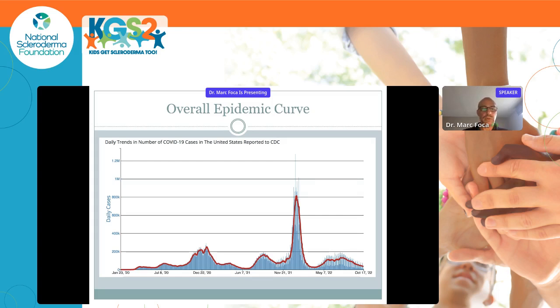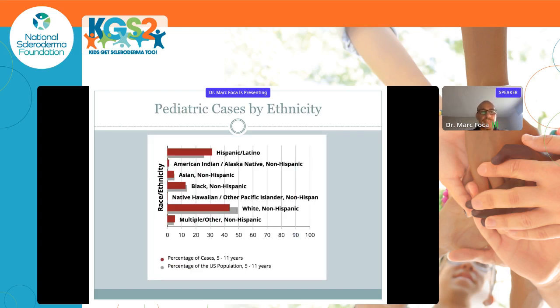And in pediatric patients, it largely mimics this curve. So this is pediatric cases overall by ethnicity. And the gray bars are the percentage of the total population, and the maroon bars are the percentage of cases. And so you can see that there are a larger number of cases in the Hispanic community and pediatric patients than is their percentage of the population. There's a smaller percentage in the white non-Hispanic population, and then for the others, the number of cases is close to commensurate with their percentage of the overall population.